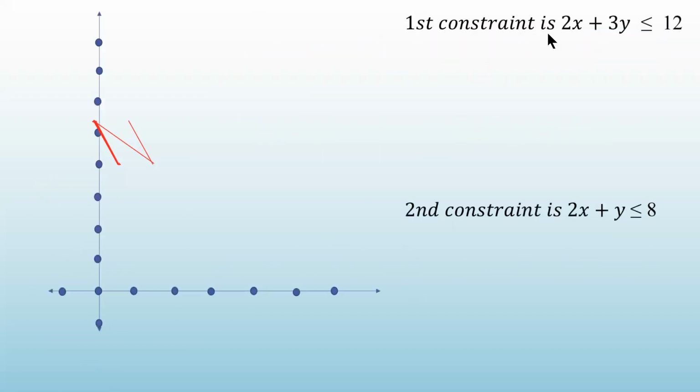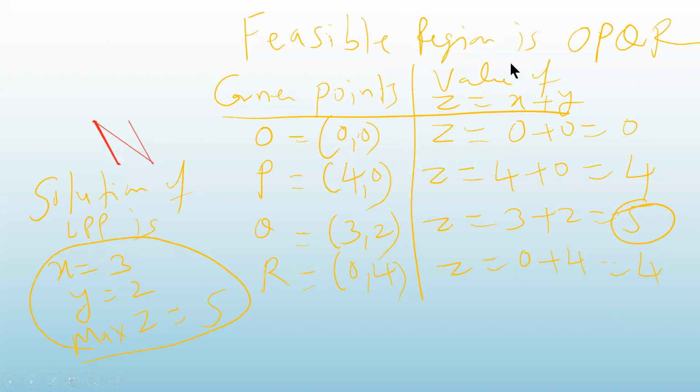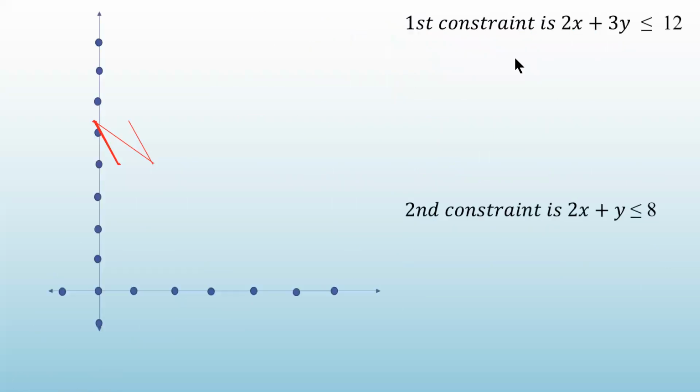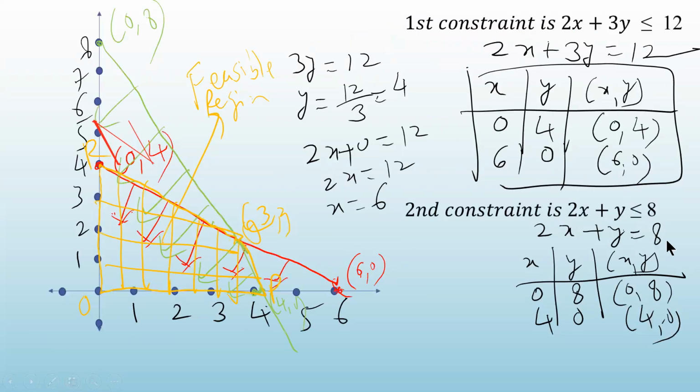First equation is 2x plus 3y equal to 12. यही था ना, ये देखो 2x plus 3y equal to 12. And what is the second one? 2x plus y equal to 8. ये दूसरी लाइन है, 2x plus y equal to 8.